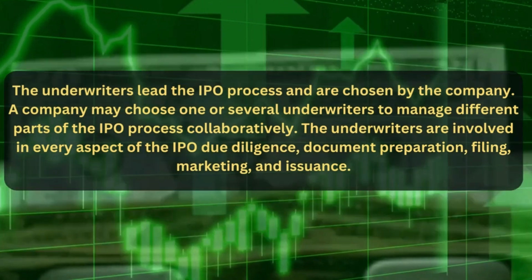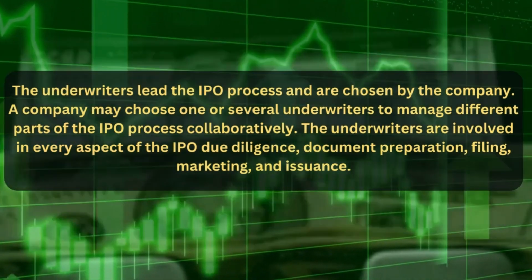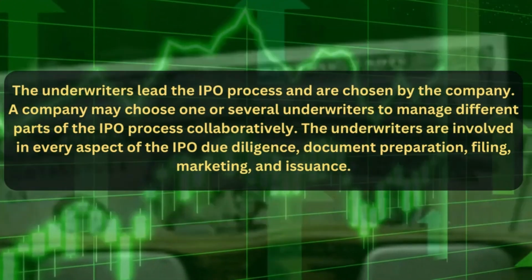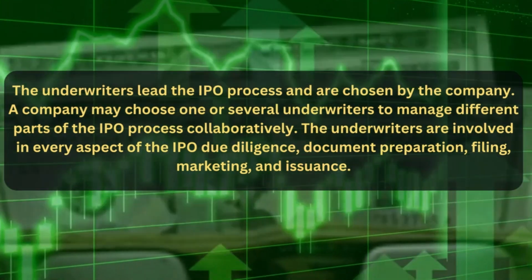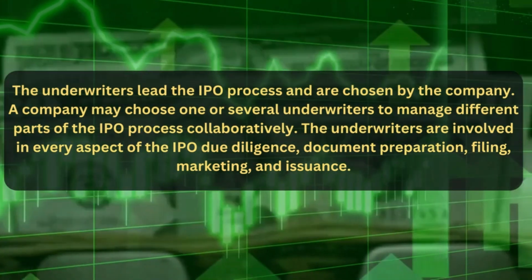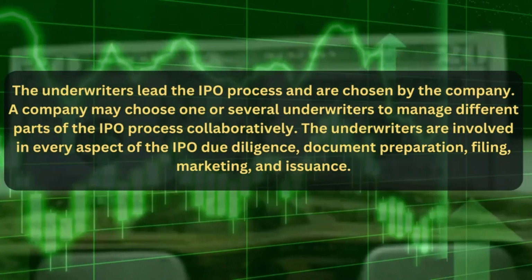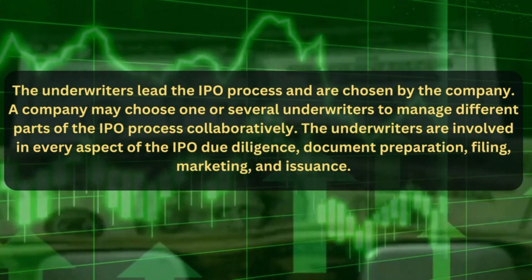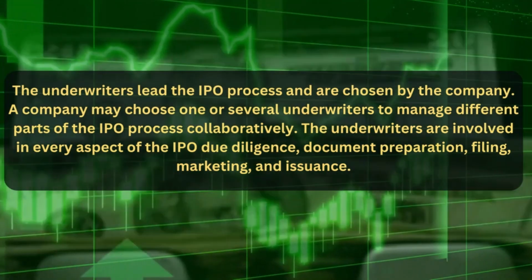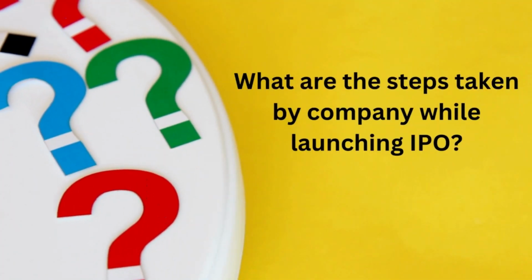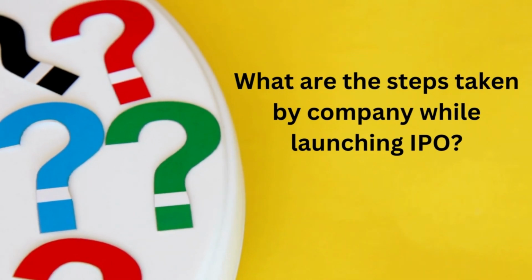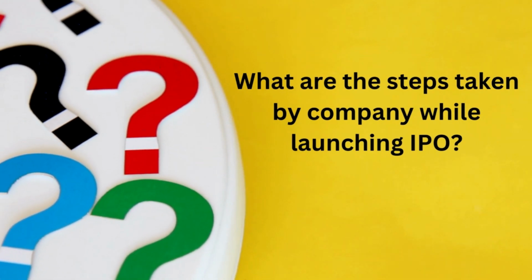The underwriters lead the IPO process and are chosen by the company. A company may choose one or several underwriters to manage different parts of the IPO process collaboratively. The underwriters are involved in every aspect of the IPO: due diligence, document preparation, filing, marketing, and issuance. Next, we will discuss in detail the steps to be followed while launching an IPO.